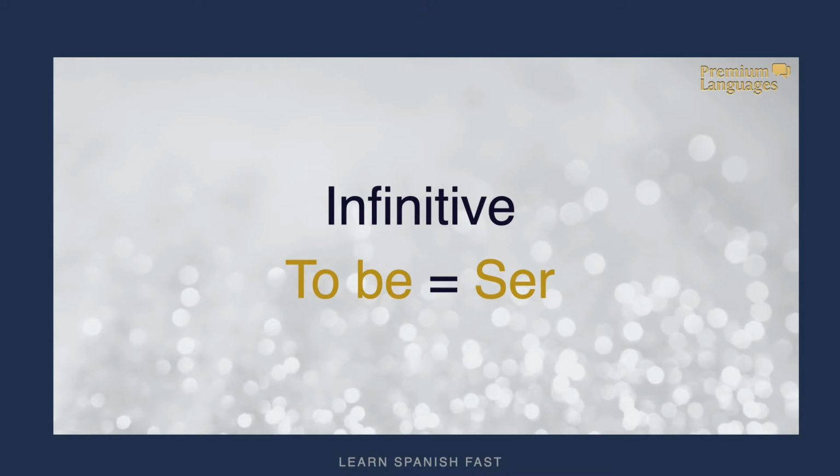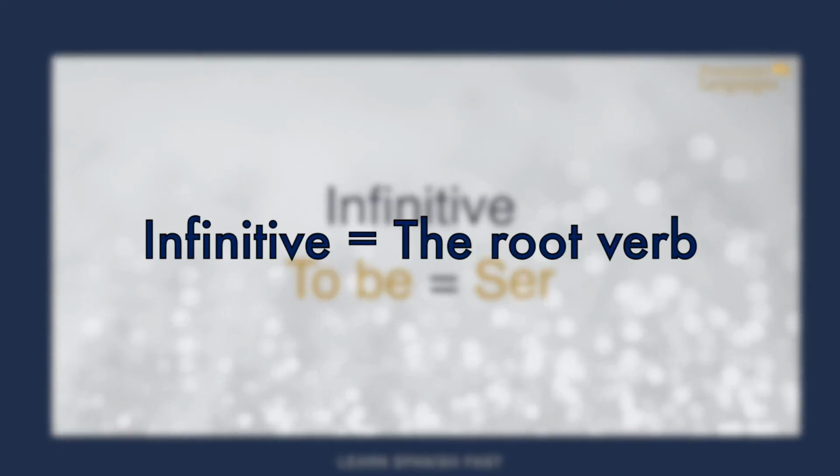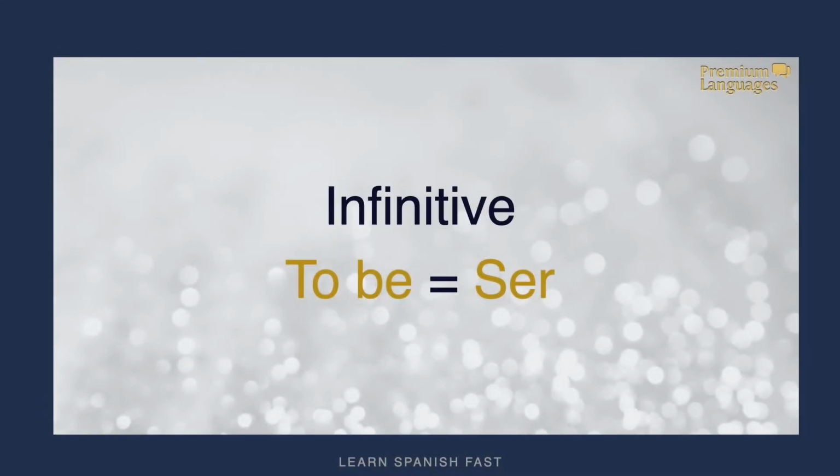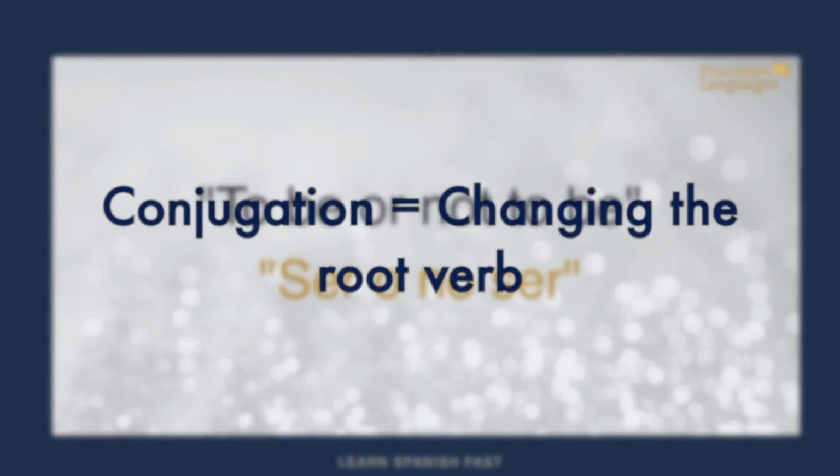The first thing that we have to know is that ser is an infinitive. It means that it is the root verb. The root verb is from where all the forms of the verb come from. But we will see this in detail. Normally, we do not use verbs in the infinitive, but we can quote Shakespeare with ser or no ser in this case. And at this point is when we introduce the idea of conjugation.